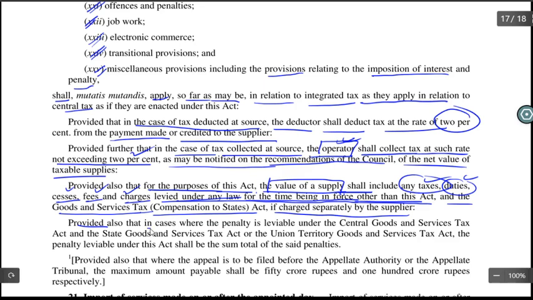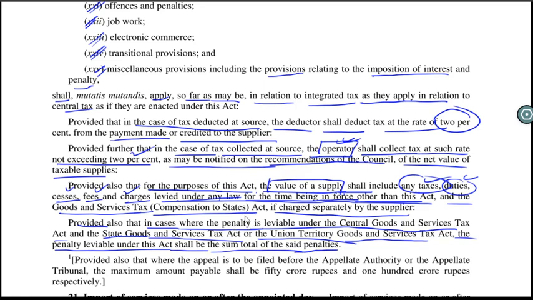This proviso states that in cases where penalty is levied under CGST Act and State Goods and Service Tax Act or Union Territory Goods and Service Tax Act, the penalty leviable under this act shall be the sum total of the said penalties. So this provision states where penalty is levied under CGST Act and SGST Act or UTGST Act, in that case, the penalty levied under this act, means IGST Act, shall be the sum total of said penalties.